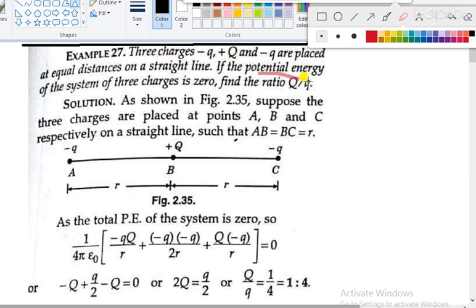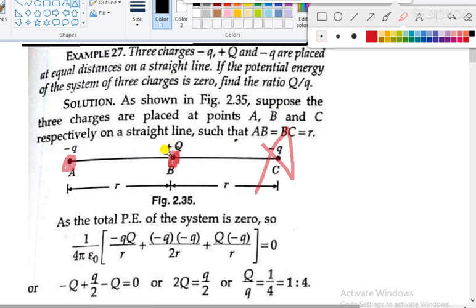If the potential energy of the system of three charges is 0, find the value of q by small q. This is a similar type of question: minus q is there, plus q is there, and minus q is there, in serial order. You can see the diagram. A charge is placed here, and we will not consider the first charge; we will only consider that we have to take this b charge from infinity.